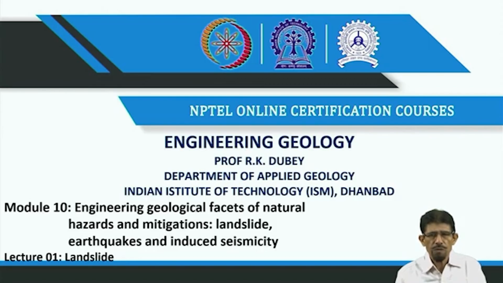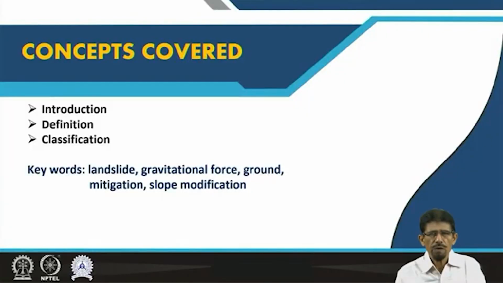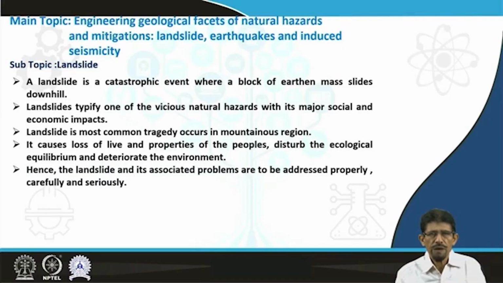Friends, in this module we are going to elaborate about landslide. For covering landslide, we are going to discuss the introduction of landslide, then definition, then classification. Friends, as you know, the landslide is a catastrophic event caused by natural forces when a block of earth mass slides down. It is a detrimental type of natural event causing loss of life and property.